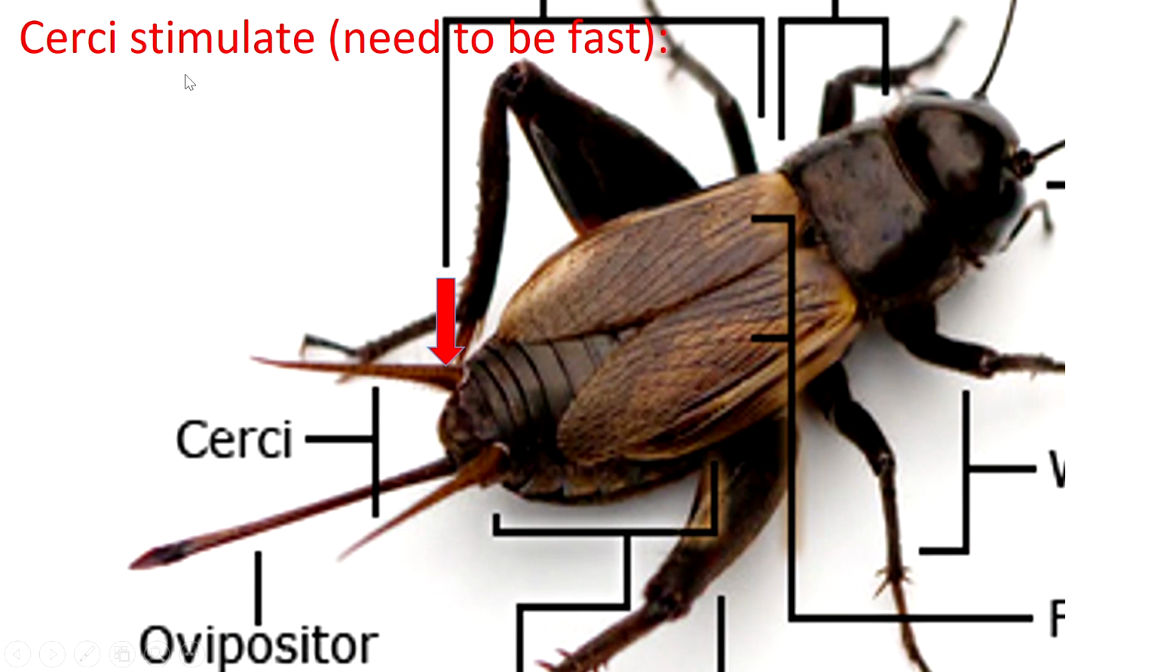When you're stimulating their cerci, you want to go a little bit fast. You don't want to approach them and stay there. They're going to get used to that and not respond to you. And the best spot to stimulate is the inner side part. So here is the most sensitive spot.